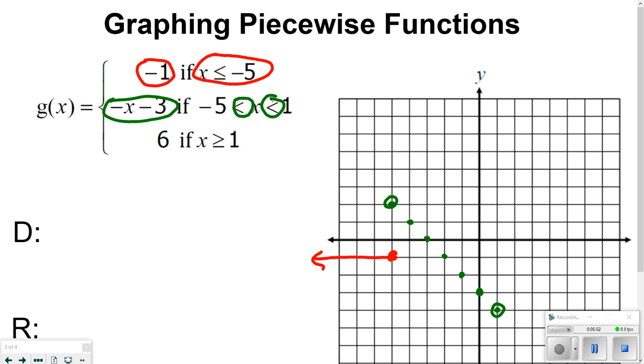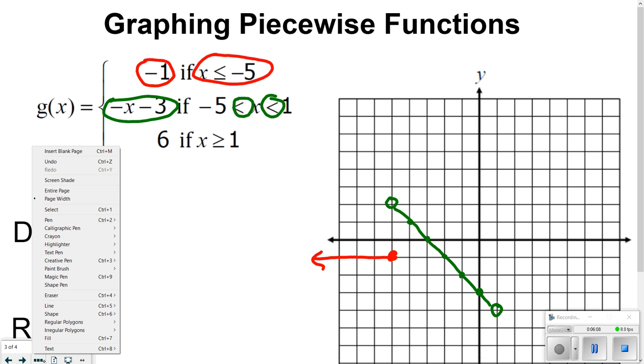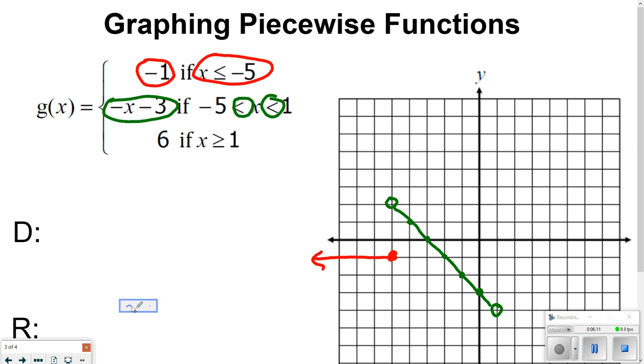So I'm going to have open circles on both ends. So I'm going to erase this, put a nice open circle. Same thing here. And then I'm going to connect. All right, so there's our middle section. Let's pick one more color. Go blue. All right, and our last function here is just 6, so that is a horizontal line again.